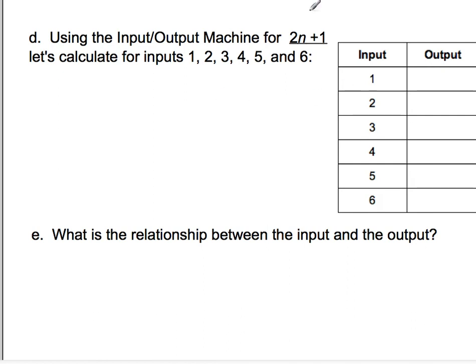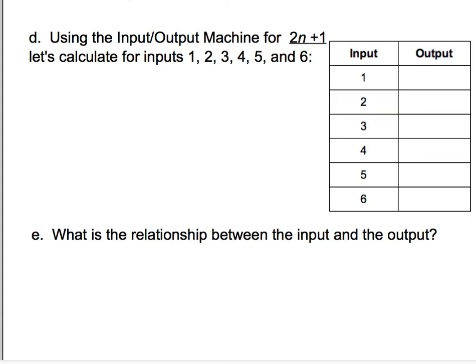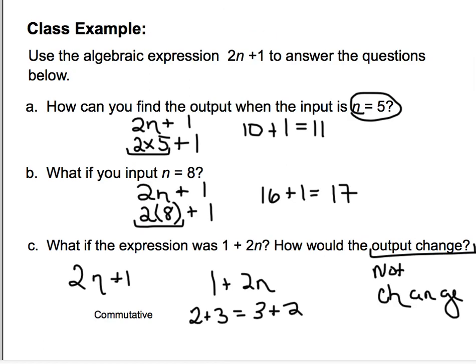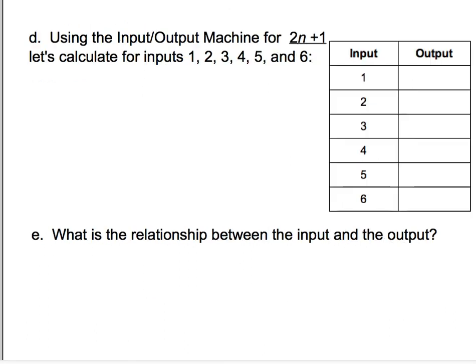So what we're going to do now is the input-output machine for this relation. I'm just going to move this over here to create a table that shows the relation 2n plus 1. I already calculated a couple here. When n is equal to 5, we said the output was 11. So let's put that in here.